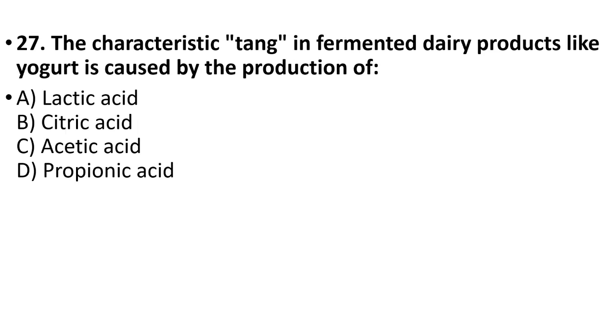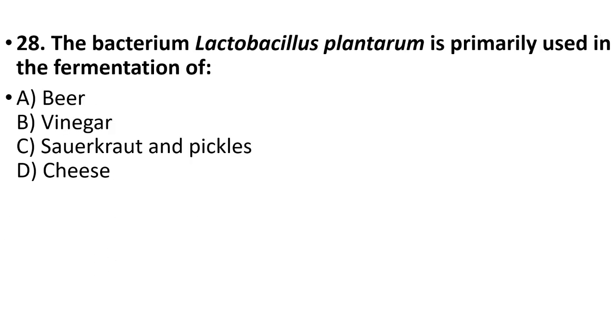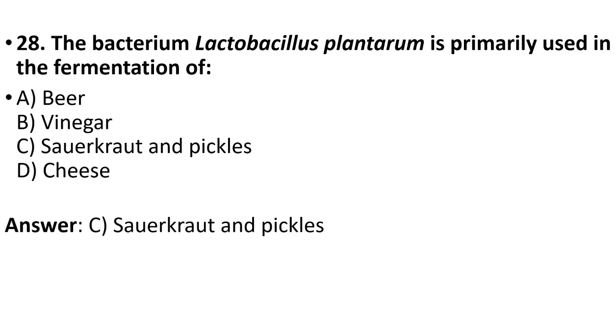27. The characteristic tang in fermented dairy products like yogurt is caused by the production of lactic acid, citric acid, acetic acid, propionic acid. Your answer is option A, lactic acid. 28. The bacterium Lactobacillus plantarum is primarily used in the fermentation of beer, vinegar, sauerkraut and pickles, cheese. Your answer is option C, sauerkraut and pickles.